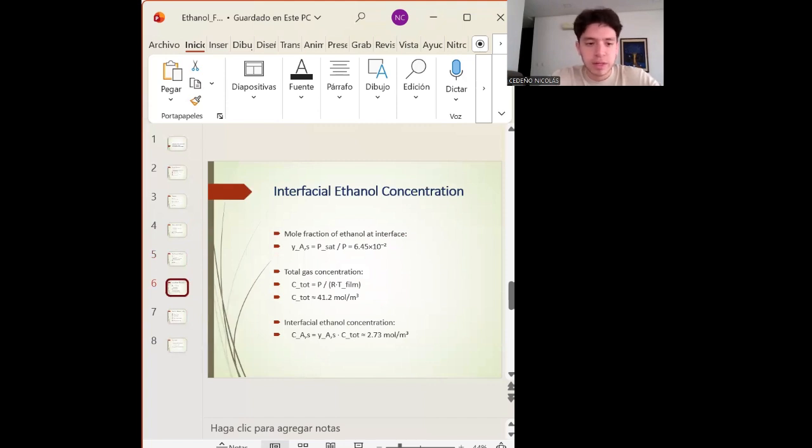before we use this value, we calculate the concentration of ethanol vapor, knowing the vapor pressure and the total gas concentration. So we first calculate the mole fraction of ethanol at the interface. We use the vapor pressure and the total pressure. After that, we calculate the total gas concentration, and with this, we can finally calculate the concentration of ethanol, which is 2.73 moles per cubic meter.